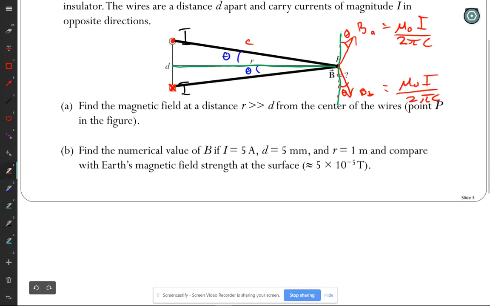But now I have to add those as vectors, right? Magnetic fields are vectors, not scalars. So my magnetic field, A, is equal to BA times sine theta in the x direction. Before I can actually write that, I have to define what x and y are.